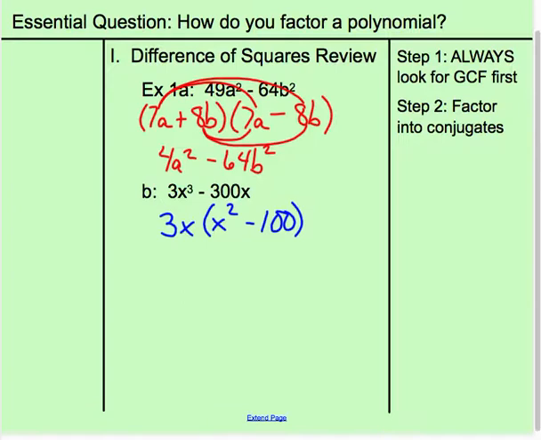So now we're going to look at that binomial, x squared minus 100. Well, it's a difference of squares, so we're going to factor those into conjugates. So the square root of x squared is x, and the square root of 100 is 10, one positive, one negative. In either order. Notice I used a different order, for example, than A and B. Doesn't matter, you can multiply in any order.